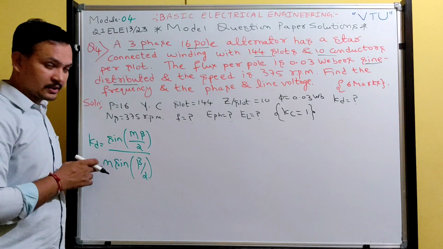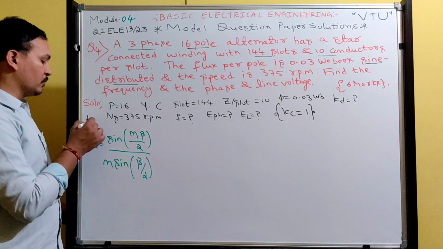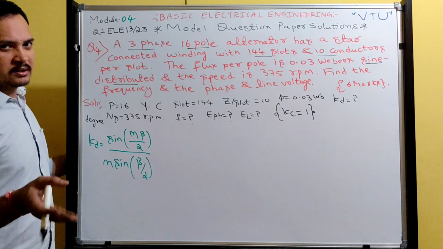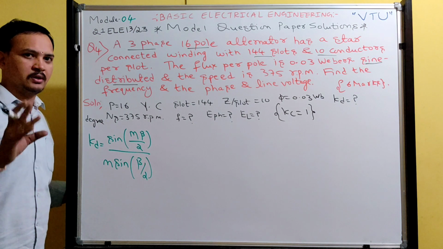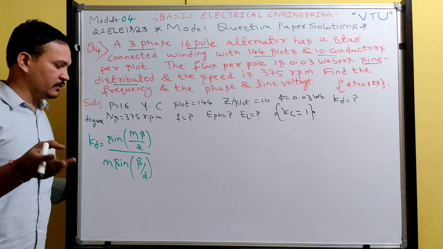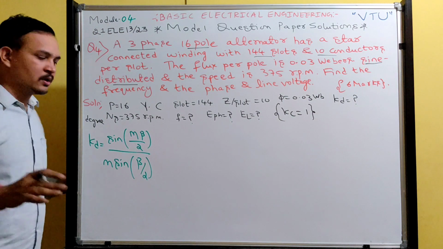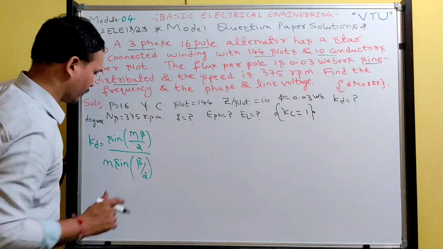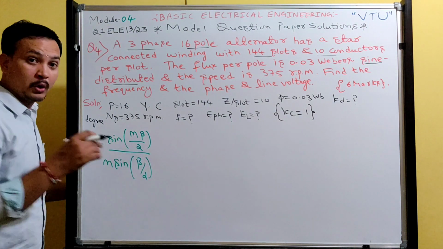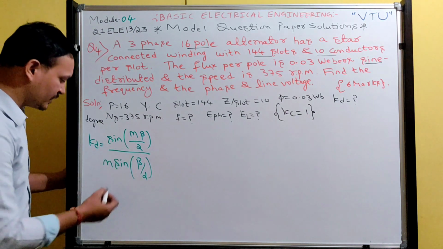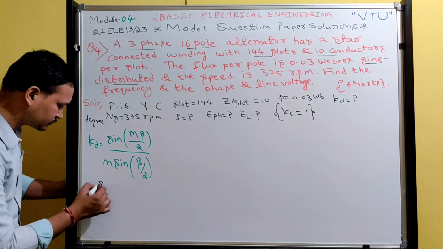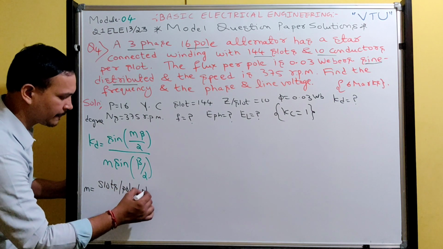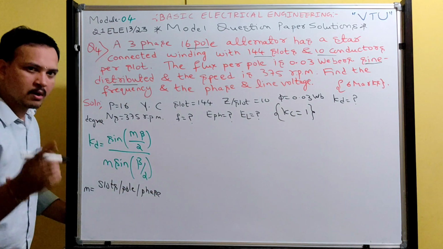While calculating this, keep the calculator in degree mode. Because you are doing single phase and three-phase circuit problems, your calculator should be in complex mode, and in the same mode, if you calculate this, you will get a wrong answer. Please keep it in degree mode, computational mode, not complex mode. See here, again two unknowns are there. What is m, what is beta? m is nothing but slots per pole per phase.